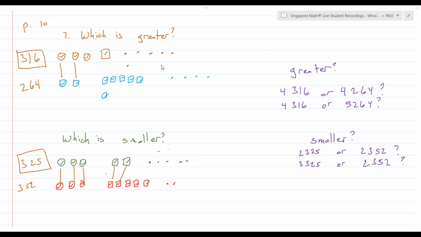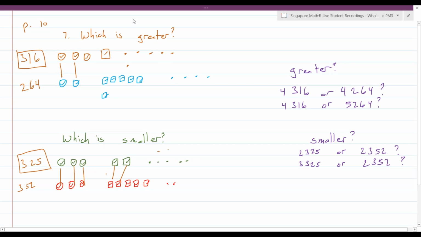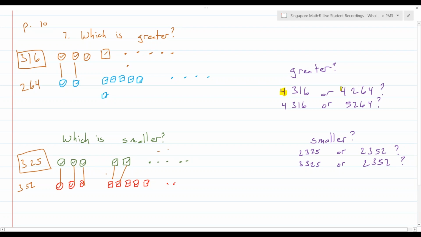Then the problems on page 10 go on and say, okay, which is greater, 4,316 or 4,264? You're going to look until you find a number that's different. If you look at the thousands place, they're the same. When you look at the hundreds place, 300 and 200 are different, and 300 is greater. So 4,316 is greater than 4,264. If I compare 4,316 with 5,264, I only have to look at the thousands place to realize that one number has 5 thousands, one only has 4 thousands, and so 5,264 is definitely a greater number than 4,316.